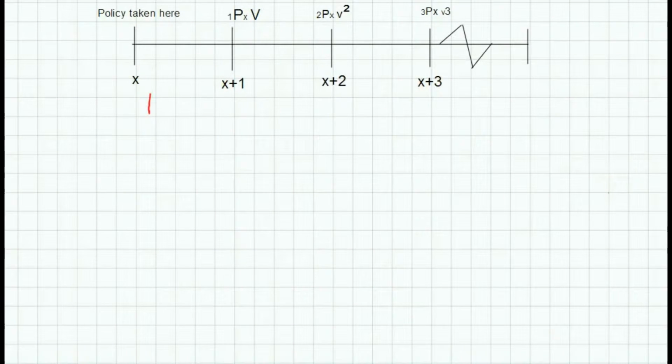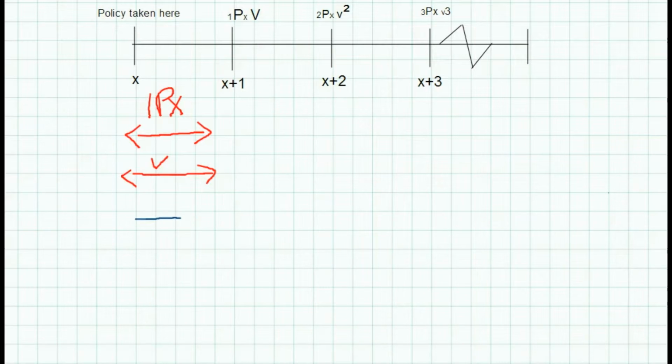If the policyholder survives up until x+1, the first payment will be made. This is denoted by 1px on the timeline. This means that the policyholder will survive from x to x+1. Here, 1px means that the policyholder aged x lives for another year, that is x+1. v, on the other hand, denotes actuarial discounting, which, by definition, is the present value of €1 to be paid 1 year from now. At x+2, we will have 2px, meaning that the policyholder will survive from x to x+2.